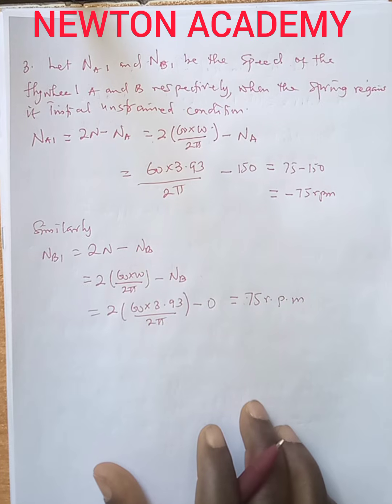From the above, we can see that when the spring regains its initial unstrained condition, the flywheel A will revolve at 75 RPM in the opposite direction to its initial motion. That's why it is negative. While the flywheel B will revolve at 75 RPM in the same direction as the initial motion of the flywheel A.